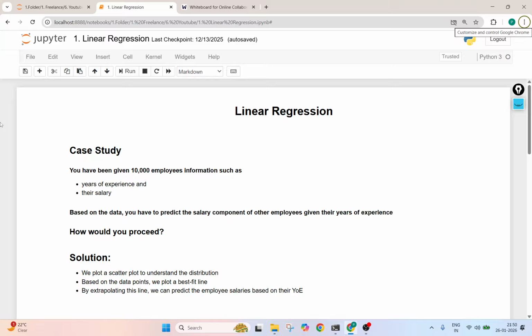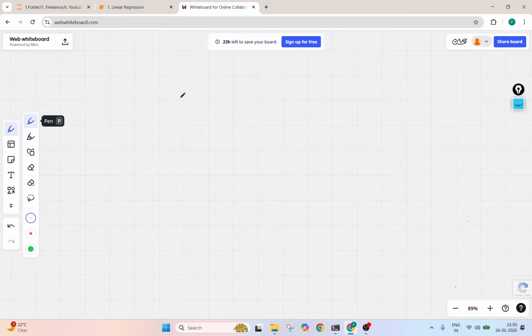This video will give you a geometric intuition about linear regression. So let's learn what linear regression is using a case study. You have been given 10,000 employee informations such as years of experience and their salary. Based on the data given, you have to predict the salary component of other employees given their years of experience. How should you proceed? Let's go to the whiteboard.